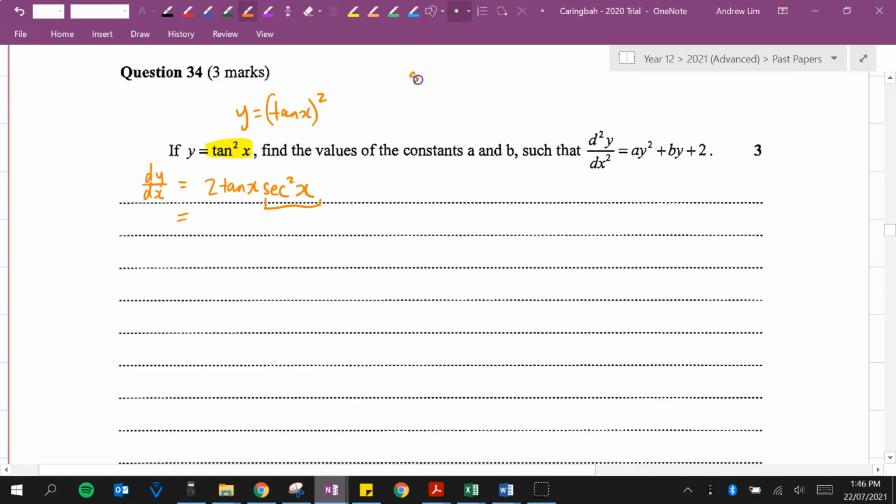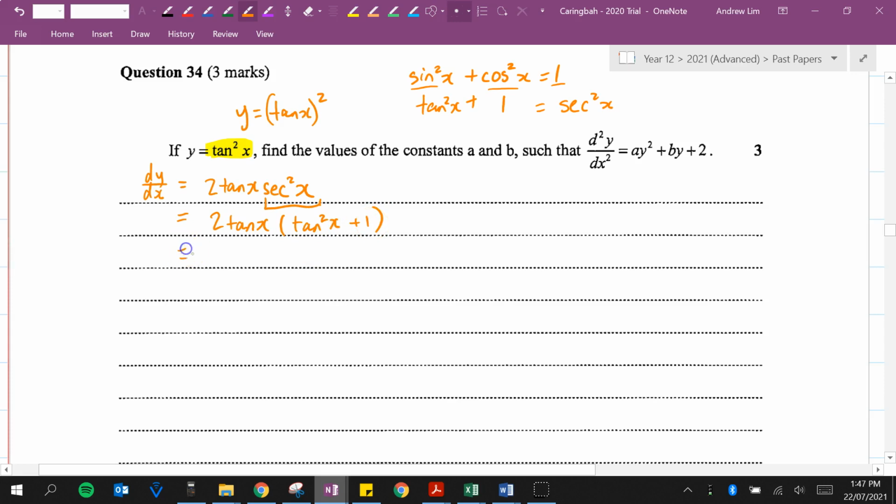We need to remember that sine squared x plus cos squared x is equal to 1. So here we're using secant. Secant is 1 over cos. So in order for us to get secant squared x, we need to divide each of these by cos squared of x. Divide that by cos squared of x, we get 1. Divide this one by cos squared of x, we get tan squared of x. So technically we've got 2 tan x times tan squared x plus 1.